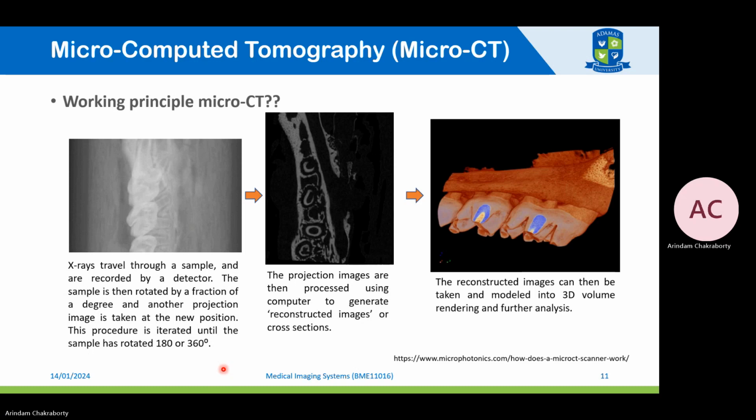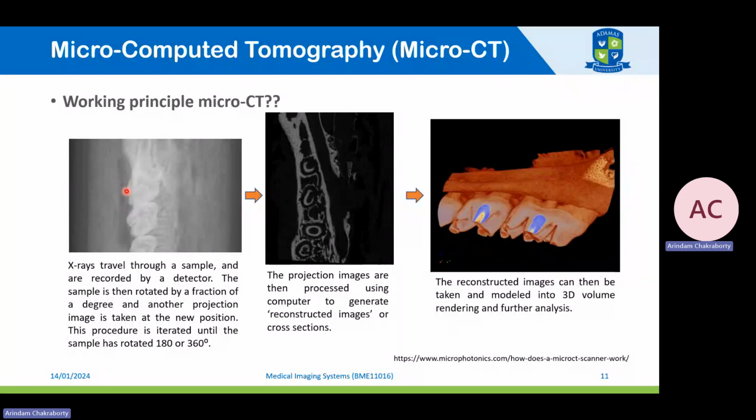This procedure is done until the entire 180-degree or 360-degree rotation is done. So this is the first projection image that is captured from the sample. After that, when all the projection images are captured, they are processed using a computer to generate what is known as cross-sectional images or reconstruction images.